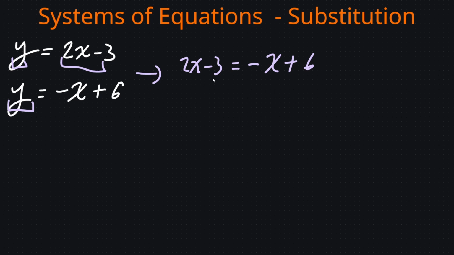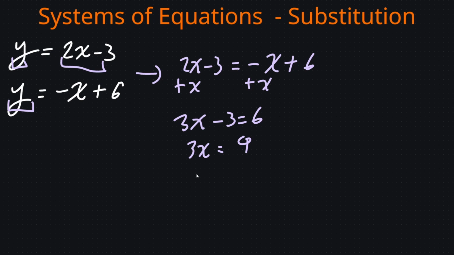But let's continue. With this, we can solve further by combining all x's. So I'm going to add an x to both sides to bring them all together. That gives me 3x minus 3 equaling 6. I now isolate the x. 3x is equal to 9 if I add 3 to both sides. I divide by 3 and I get x is equal to 3.